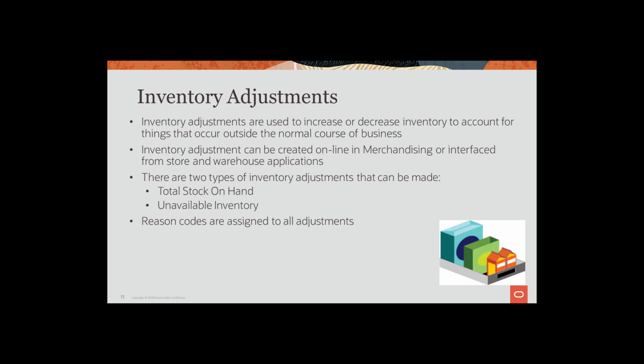Unavailable inventory, which does not remove goods from owned inventory, so does not impact the value of goods, but does change their status to unavailable. Whenever an inventory adjustment is performed, a reason code must be assigned to the adjustment. Reason codes are retailer defined.